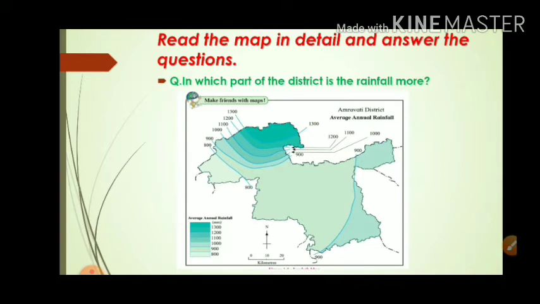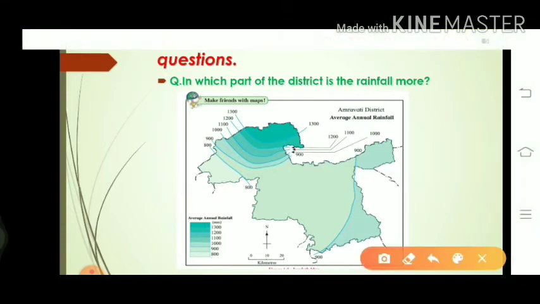First question is given here: in which part of the district is the rainfall more? When we think about the question and when we observe the map, we will get the answer of this question. First of all, we have to understand the meaning of this question: in which part of the district is the rainfall more?